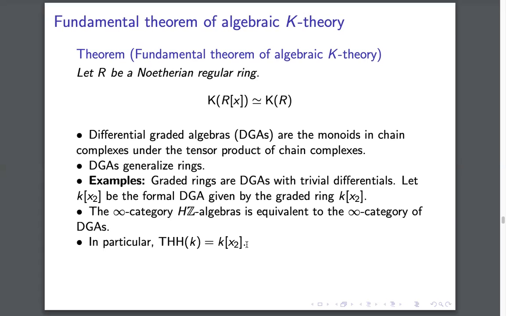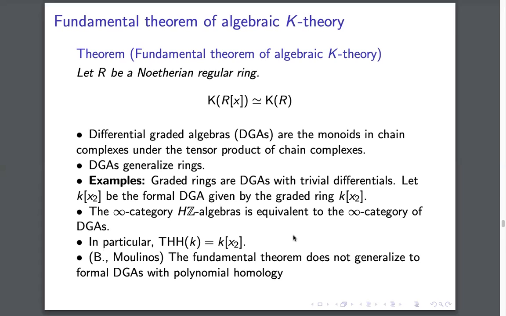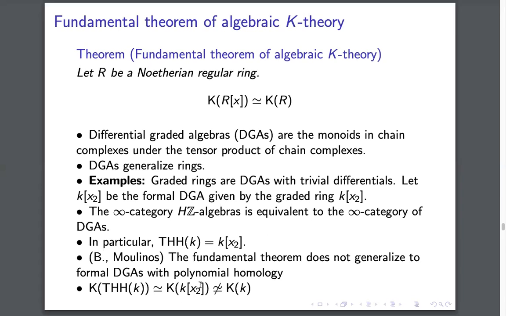Now if the fundamental theorem of algebraic K-theory generalized to formal DGAs, then the algebraic K-theory of this gadget would be the algebraic K-theory of K. But our result identifies that the algebraic K-theory of this part is the algebraic K-theory of THH of K, and our result precisely says that that's not the same as the algebraic K-theory of K. So it is saying that this DGA with polynomial homology, its algebraic K-theory does not truncate, or the fundamental theorem of algebraic K-theory does not generalize to formal DGAs.